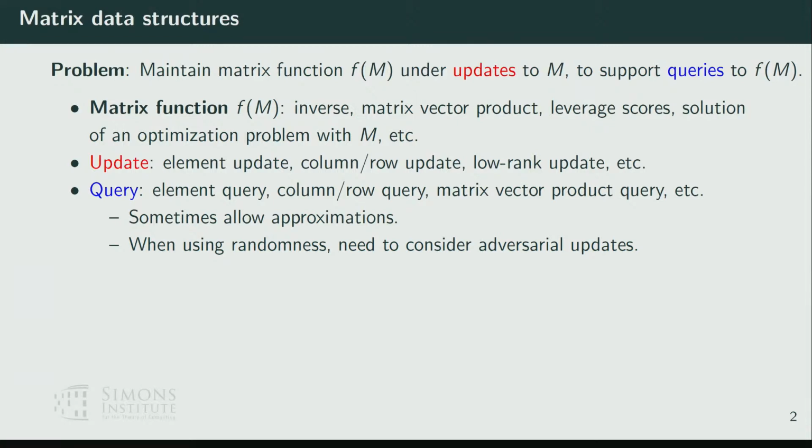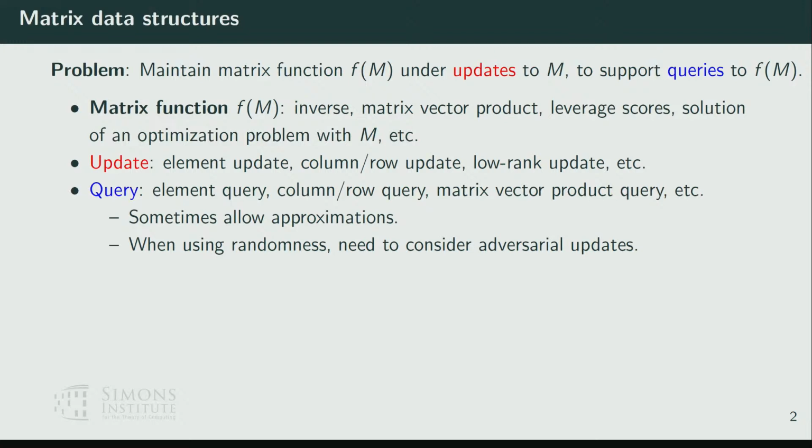This is because these optimization algorithms are in some sense inherently adversarial, because the update that you receive in the next iteration will depend on the query outputs that you gave in previous iterations. So basically your randomness is somehow inherently leaked in previous iterations. So you need to take this into account when designing data structures.